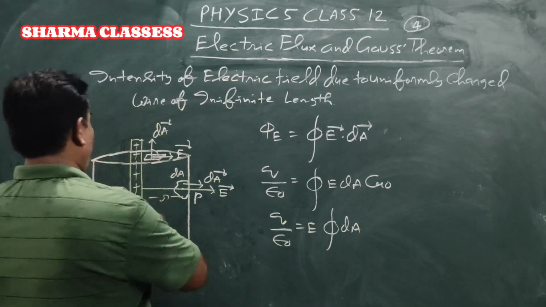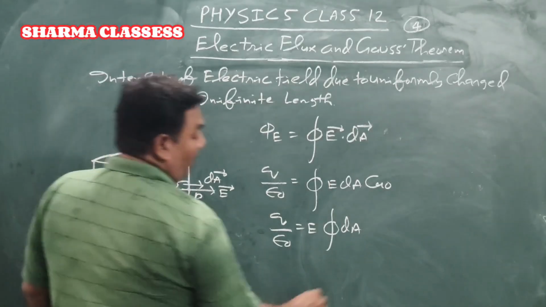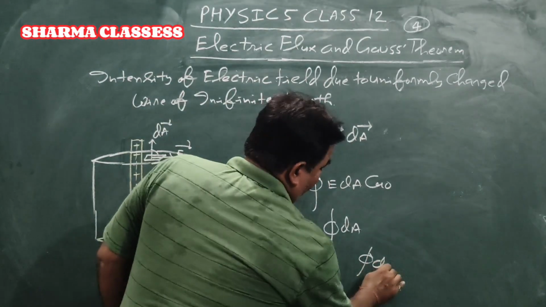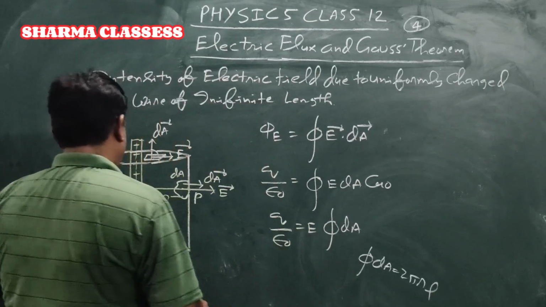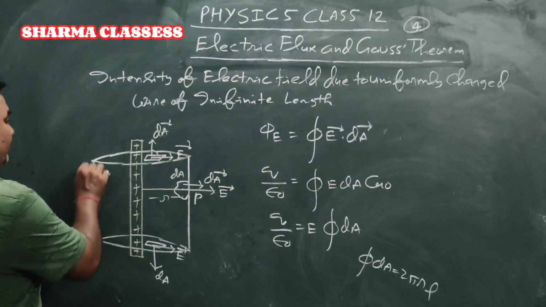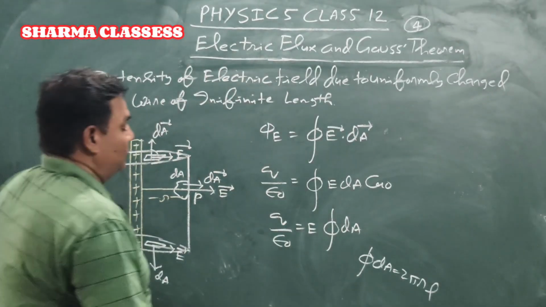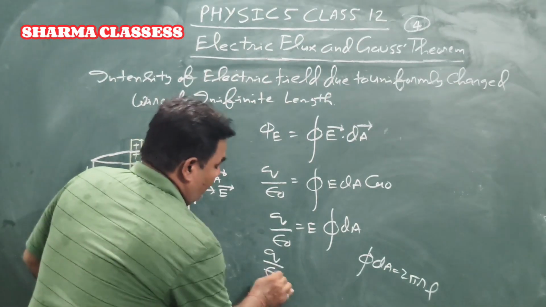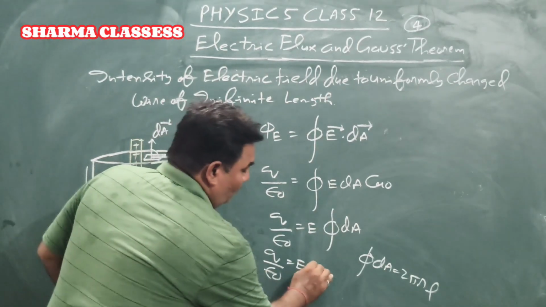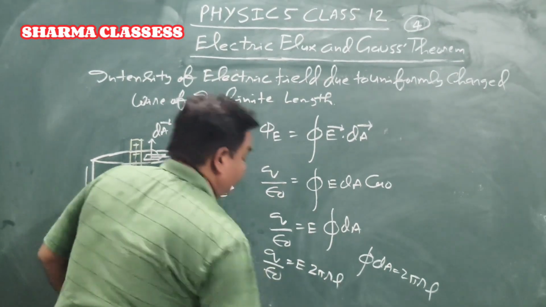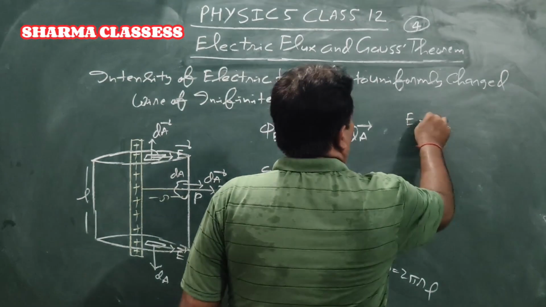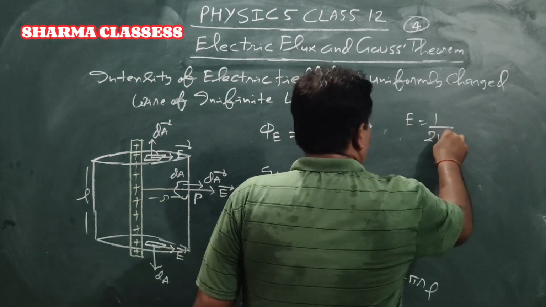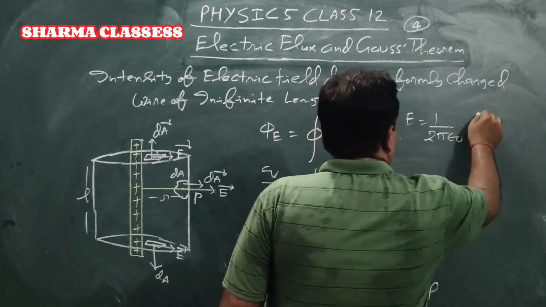So q upon epsilon naught equals E times the integration of dA, and the integration of dA means the area of this curved surface, that is 2 pi r L, where L is the length and r is the radius. So q upon epsilon naught equals E times 2 pi r L. Putting in the value, we find E equals 1 upon 2 pi epsilon naught times q upon r L.